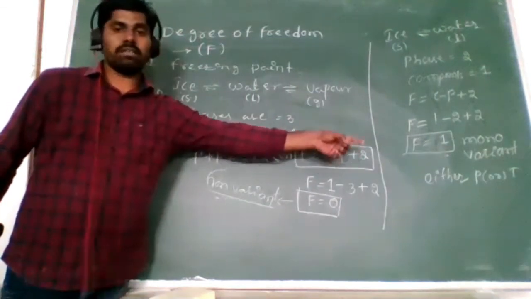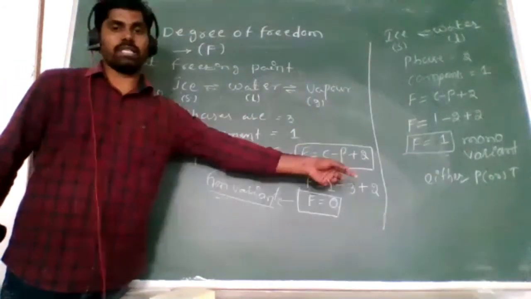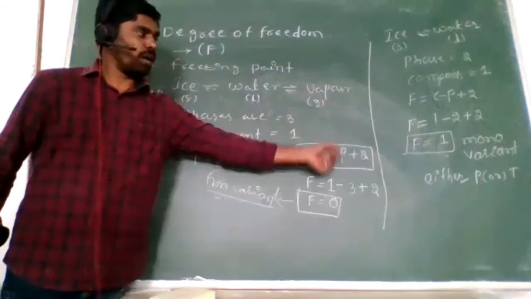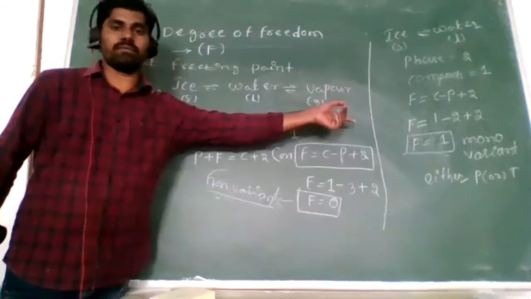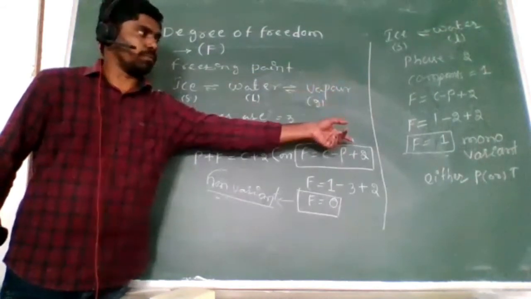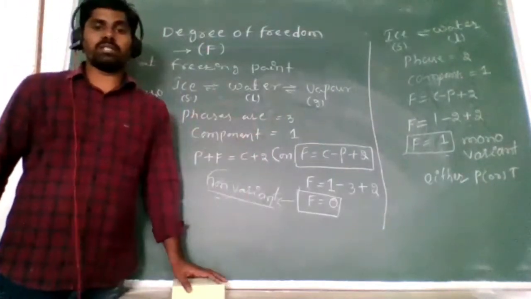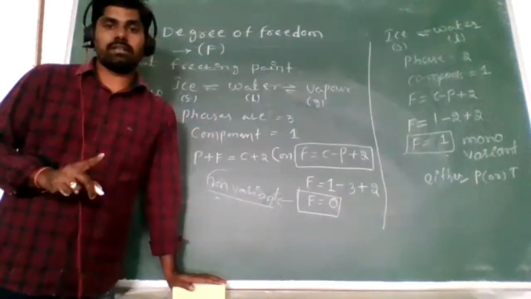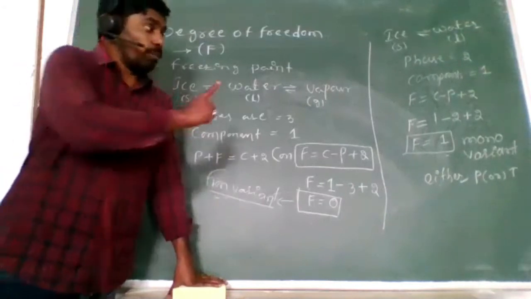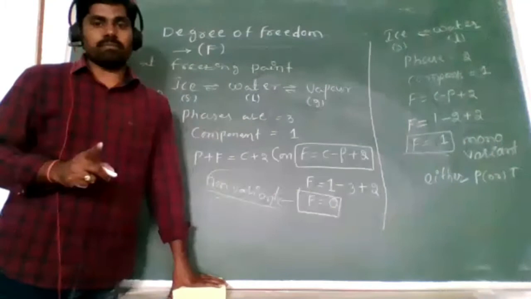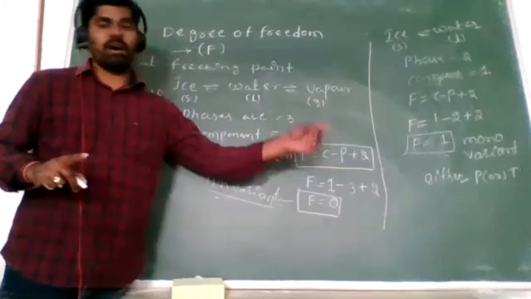If you know the pressure, then the temperature defines the system. Or if you already know the temperature, the pressure defines the entire system completely. Monovariant means only one variable factor has to be specified to completely define the system, either pressure or temperature.